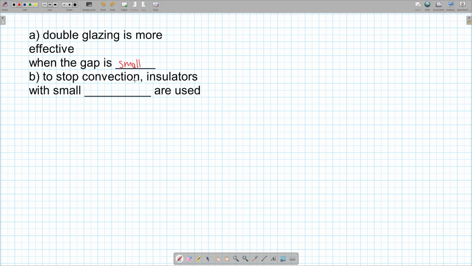Honestly, I didn't know whether to put small or big. I wasn't sure. But from part B, I know that you use insulators with small air bubbles, because air is a very good insulator. So it stops the convection currents from flowing. That's why they use air bubbles; they stop the convection. Since we use small air bubbles, I thought, okay, that means the gap has to be small. So the question was kind of giving you a hint.